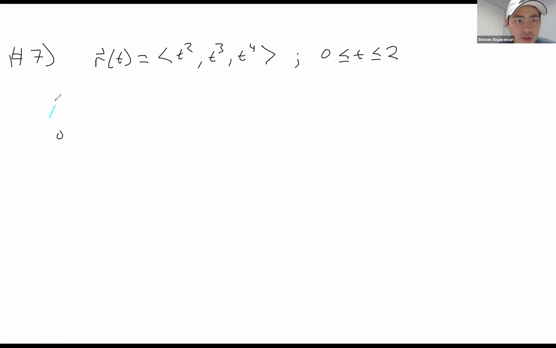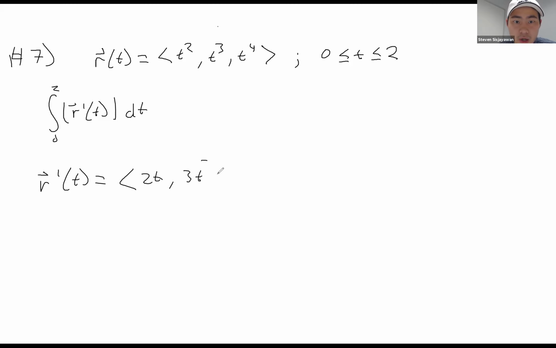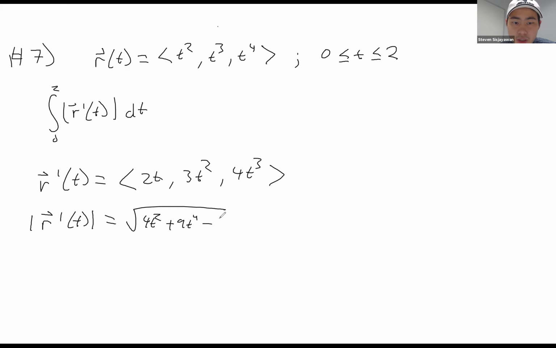Using the formula again, I'm going to rewrite it: the integral from 0 to 2 of the absolute value of r prime t, dt. Let me start by finding r prime t, which is 2t, 3t squared, and 4t cubed. Finding the magnitude of r prime t gives me the square root of 4t squared plus 9t to the fourth plus 16t to the sixth.